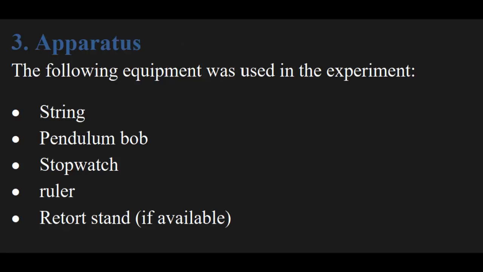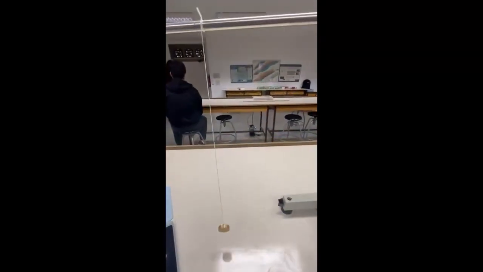In the experiment, I used these five following pieces of equipment: a string, a pendulum bob, a stopwatch to measure the period, a ruler to measure the string, and a retort stand.